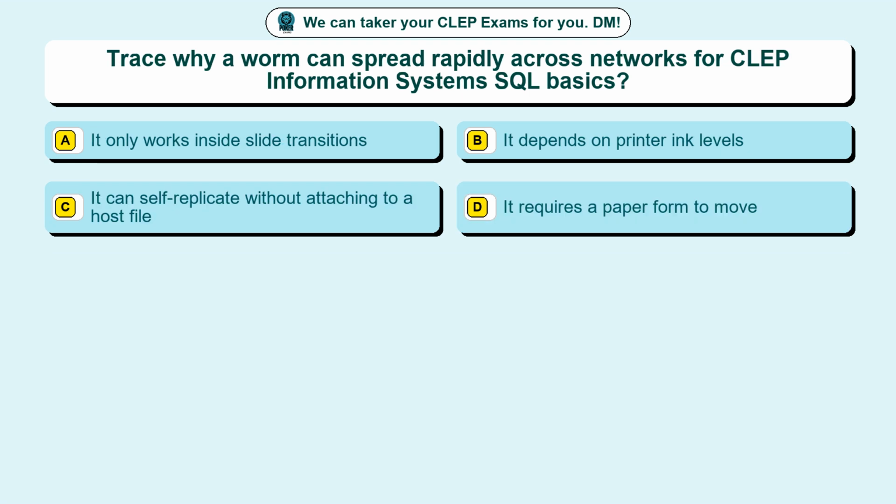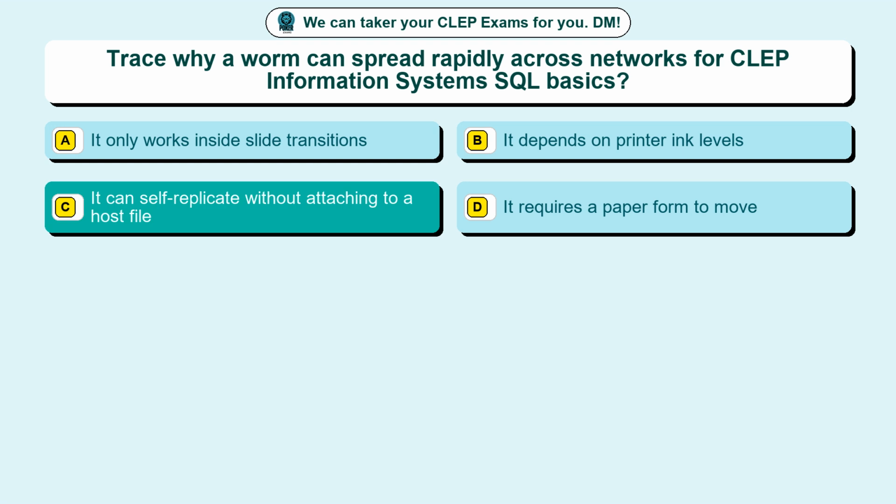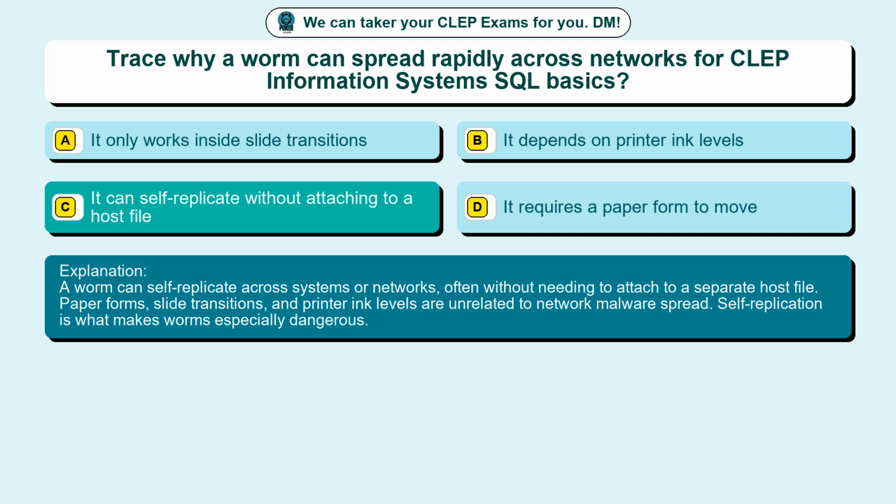Question 40. Trace why a worm can spread rapidly across networks for CLEP Information Systems SQL Basics. Option A. It only works inside slide transitions. Option B. It depends on printer ink levels. Option C. It can self-replicate without attaching to a host file. Option D. It requires a paper form to move. The correct answer is option C. It can self-replicate without attaching to a host file. A worm can self-replicate across systems or networks, often without needing to attach to a separate host file. Paper forms, slide transitions, and printer ink levels are unrelated to network malware spread. Self-replication is what makes worms especially dangerous.